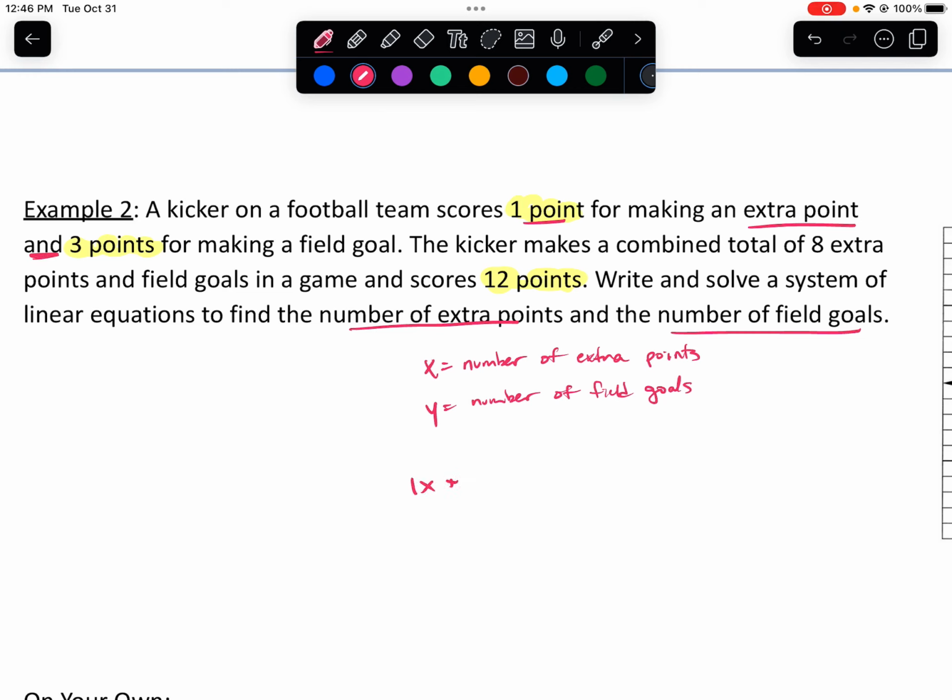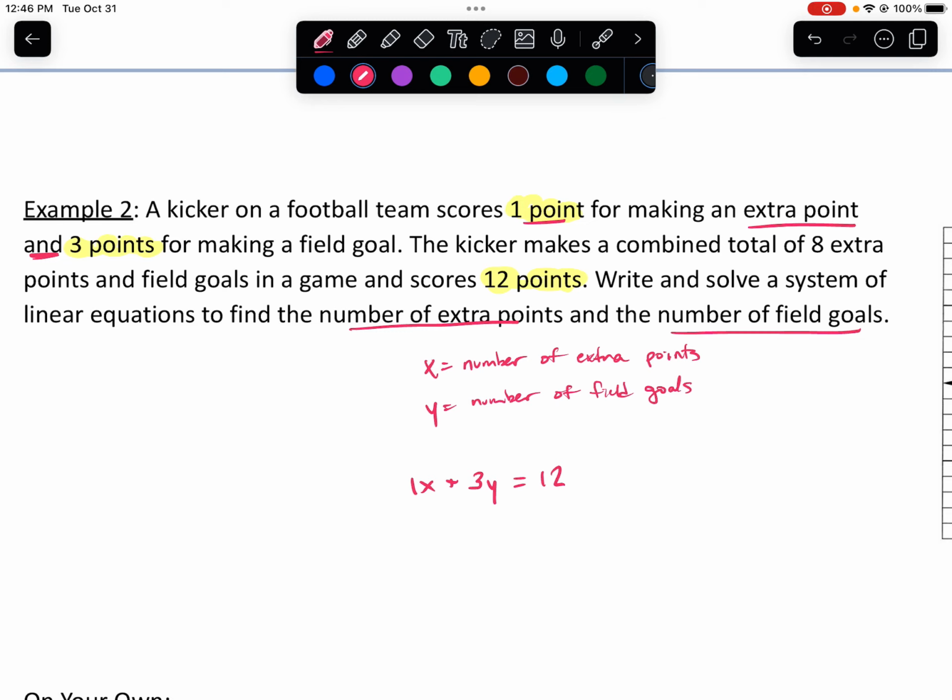And is a keyword for addition. 3 points for making a field goal, so 3y, because we said y was the number of field goals. How many total points did they score? They scored 12 points. So that's the first equation that you have: 1x plus 3y is equal to 12.